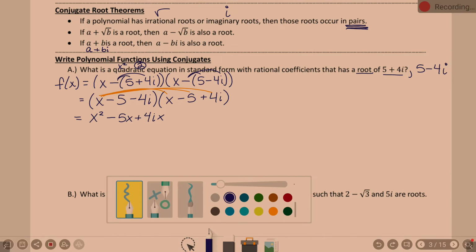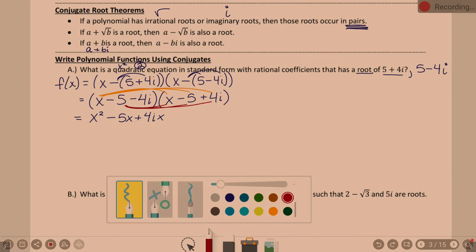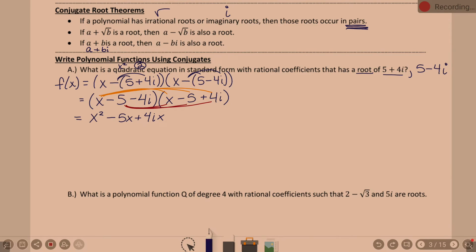Now, repeat the process with the next term. So the negative 5 here in the middle. Distribute it to all three pieces. Negative 5 times x, minus 5x. Negative 5 times negative 5, plus 25. Negative 5 times 4i, minus 20i. And you know what I'm going to say next, right?